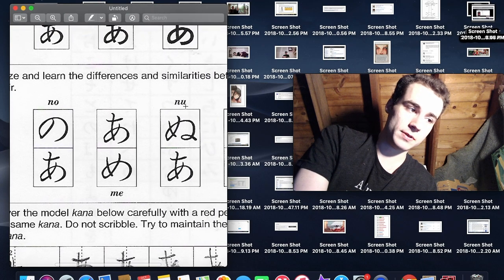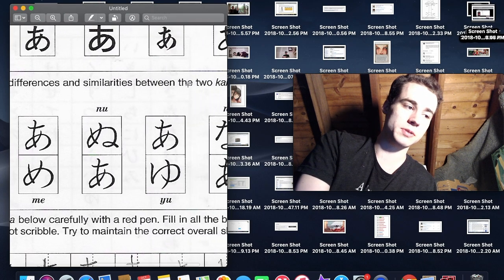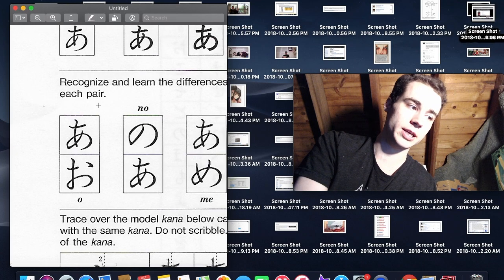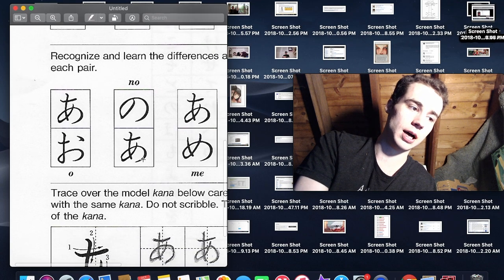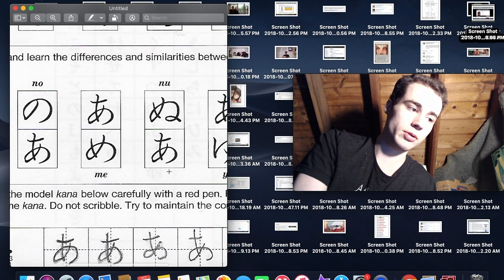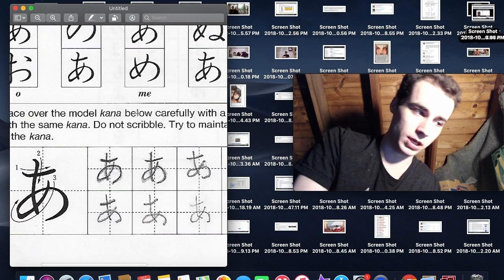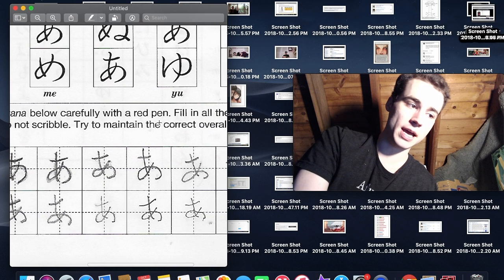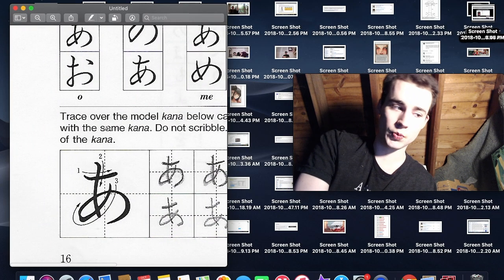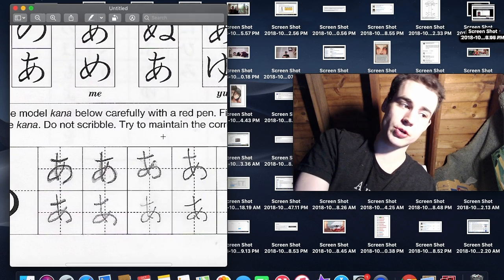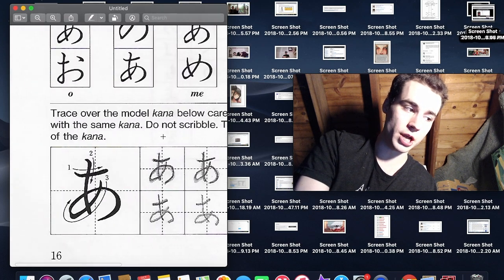Recognize and learn the differences and similarities between the two kana in each pair. A, o, no, a, a, me, nu, a, a, yu, na, a. Trace over the model kana carefully with a red pen. Fill in all the boxes with the same kana. Do not scribble. Try to maintain the correct overall shape of the kana.